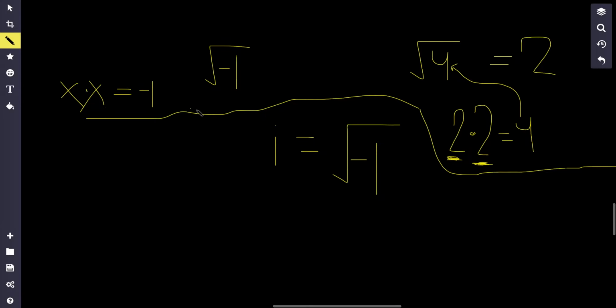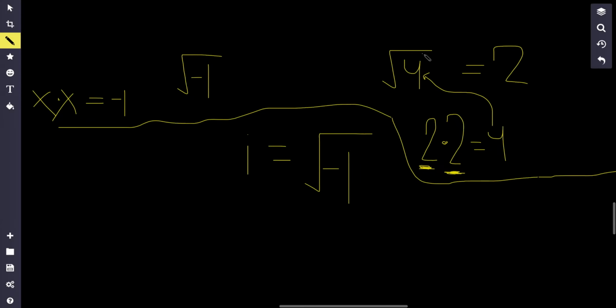Okay, so I got a little challenge for you guys. The square root of 4 is equal to 2, and the reason for that is because 2 times 2 gives you 4. So basically, when you're trying to take the square root of a number, you're asking yourself, I want to find a number that when multiplied by itself 2 times gives me the thing inside the square root symbol.